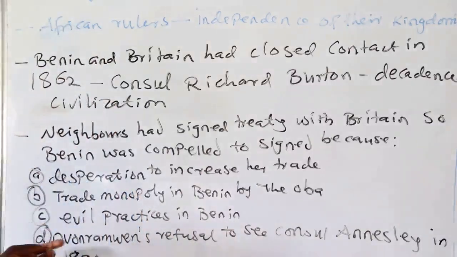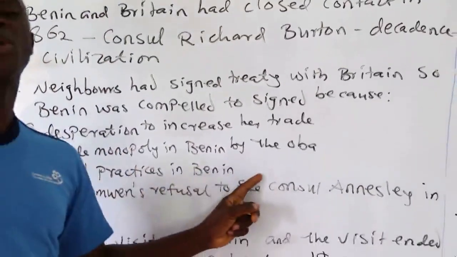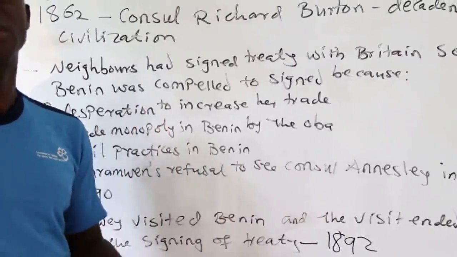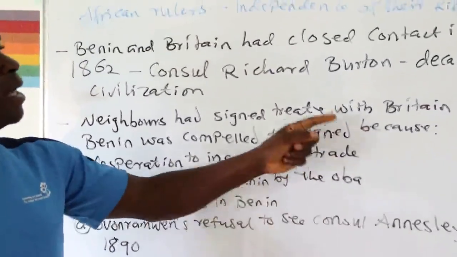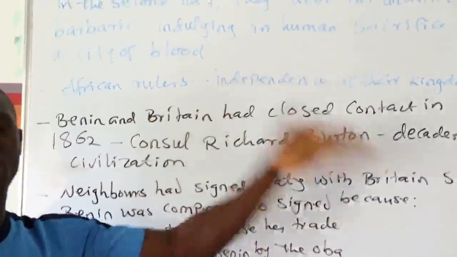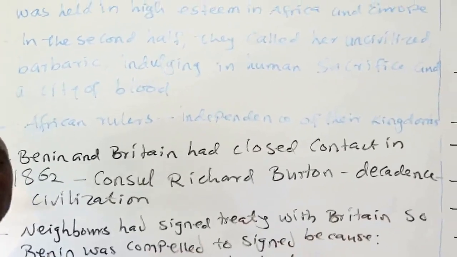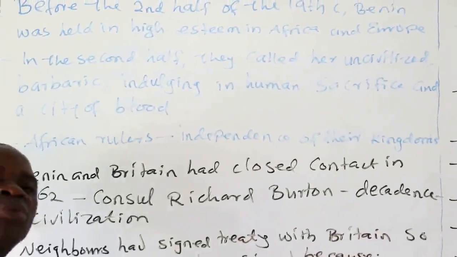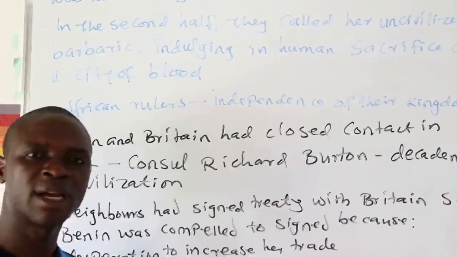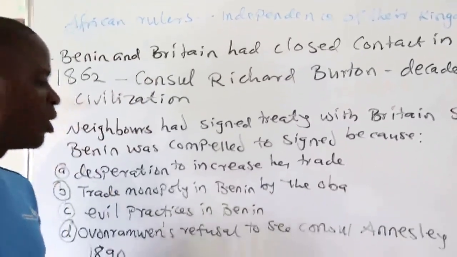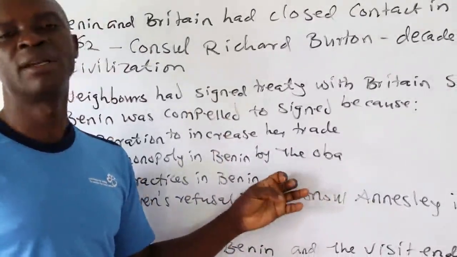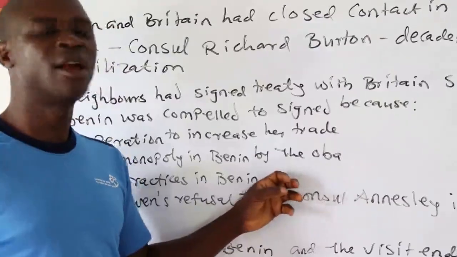Point number three was that there were evil practices going on in Benin. What were those evil practices? They were sacrificing human beings to their gods. That was why earlier Richard Burton described the kingdom as a city of blood, because they were always killing and sacrificing slaves to their gods in order to appease the gods and to favor or protect the kingdom against some natural disasters or calamities like that. So to the British, those actions must be stopped, especially human sacrifice. They must make an effort to stop that.